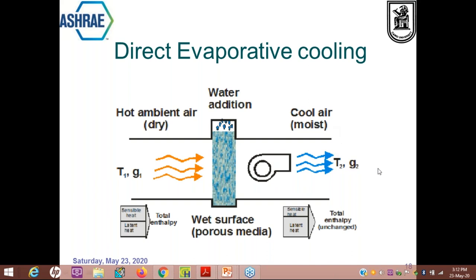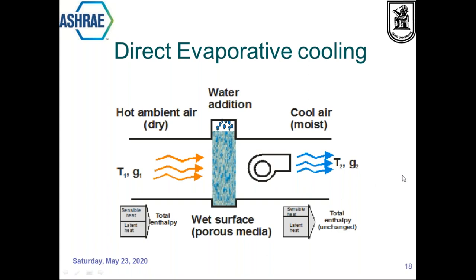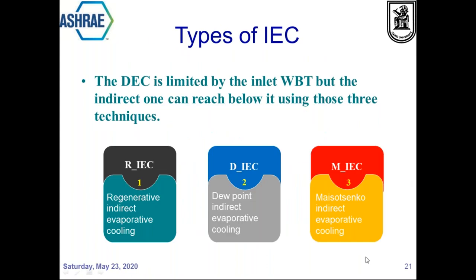Thank you, sir. Another question from Mr. Deepak. He wants to ask, what is the Maisotsenko cycle for indirect evaporative cooling? It is one of the methods used for evaporative cooling. You mean this one? Where you look for the size of the particles or the droplets in your indirect evaporative cooling.